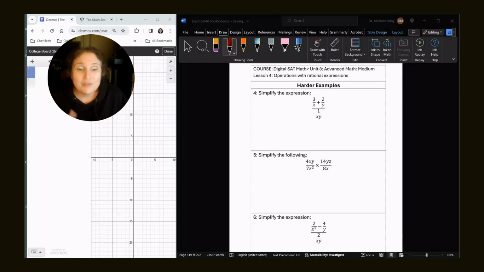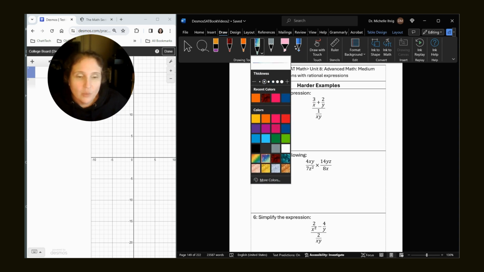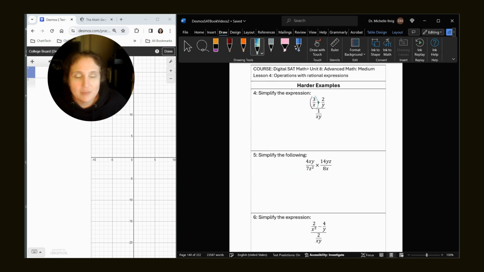All right, simplify the expression. Now notice how we have fractions in the numerator and fractions in the denominator. The best thing that we can do is just get rid of the fractions. And I notice that I have a single x and a single y in the top, and then I have an xy on the bottom. So the way that we're going to get rid of the fractions is we're going to multiply each one of these by xy. And we can do that because whatever we do to the numerator, we do to the denominator.